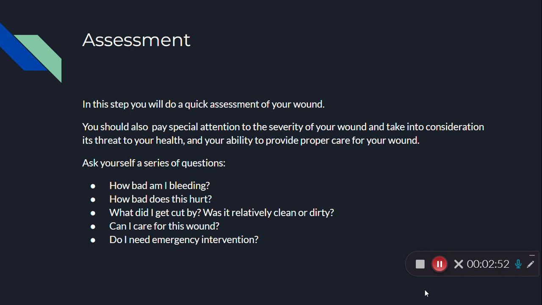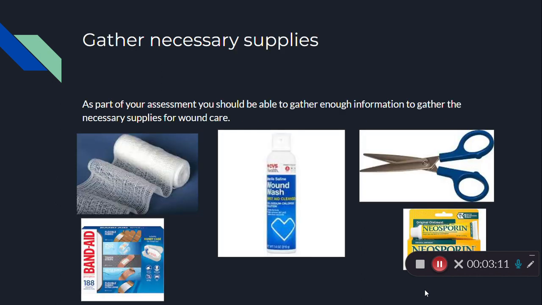How bad am I bleeding? How bad does it hurt? One thing I really want to highlight is, was it relatively clean or dirty, your mechanism of injury? If it was dirty, you might need medical intervention. For example, if you get cut by a rusty nail, this increases your likelihood of getting tetanus and losing a limb, so these things matter.